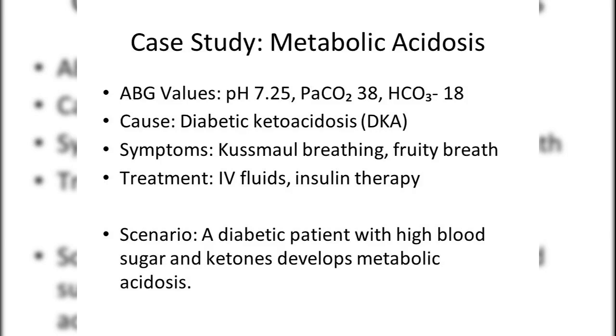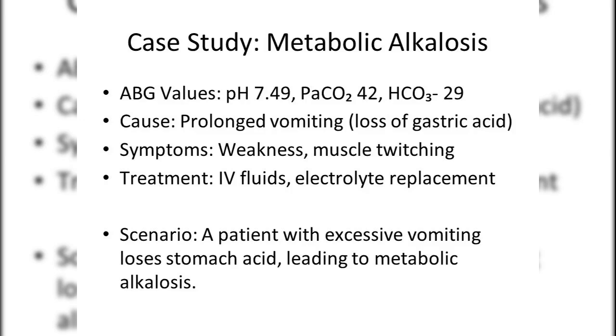This case involves a diabetic patient with a pH of 7.25, PaCO2 of 38, and HCO3 of 18, indicating metabolic acidosis due to diabetic ketoacidosis. Symptoms include Kussmaul breathing and fruity breath, and treatment involves IV fluids and insulin therapy. In this scenario, a patient with a pH of 7.49, PaCO2 of 42, and HCO3 of 29 is diagnosed with metabolic alkalosis due to prolonged vomiting. Symptoms include weakness and muscle twitching, and treatment involves IV fluids and electrolyte replacement.